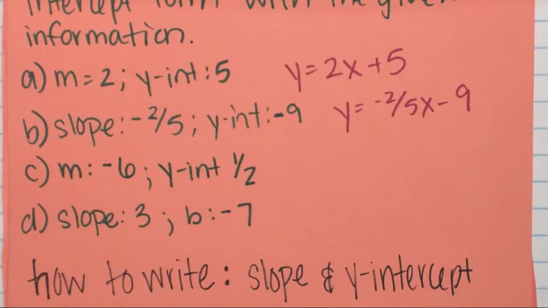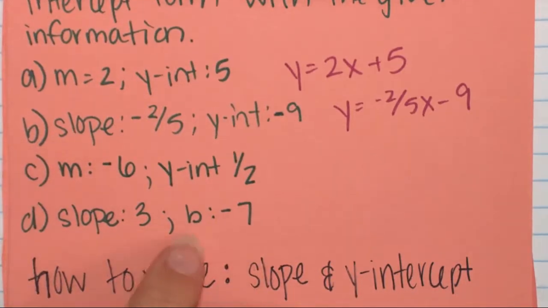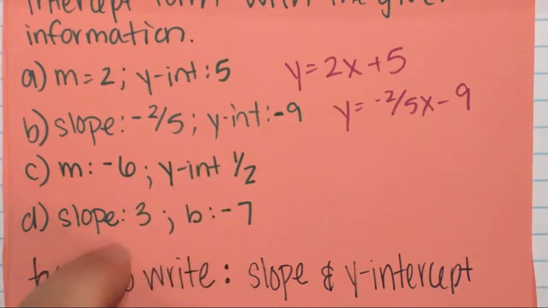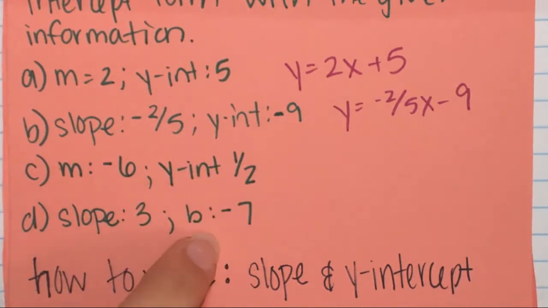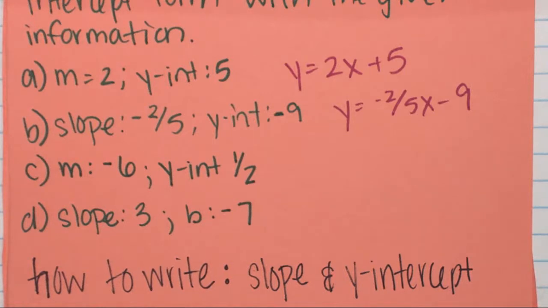Write that in slope-intercept form for me. C says a slope of negative 6 and a y-intercept of 1/2, and D says a slope of 3 and a y-intercept of negative 7.